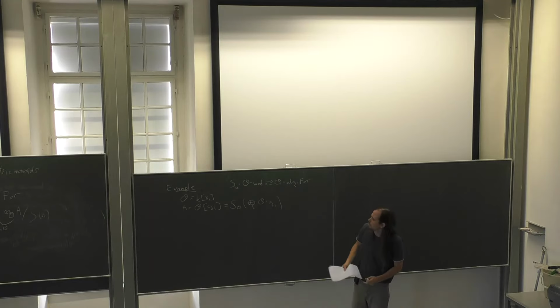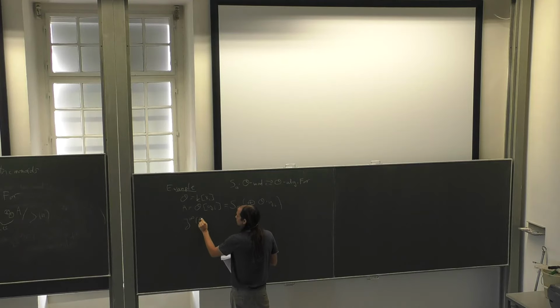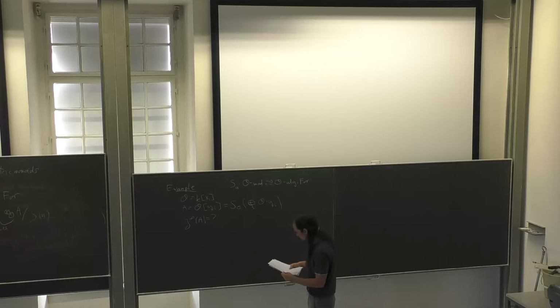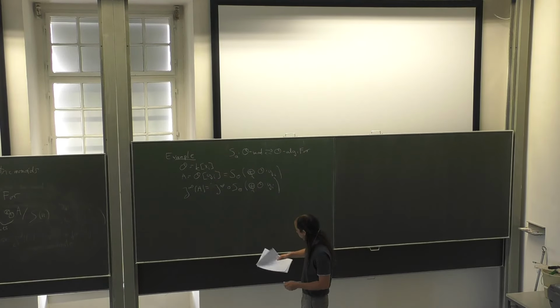Good. And now you want to know what's the J infinity of A. So what is it? It is equal to J infinity composed with SO of O times Yi. Yeah? So I just used the above line. Good. So now you can look at this composition of adjunctions.